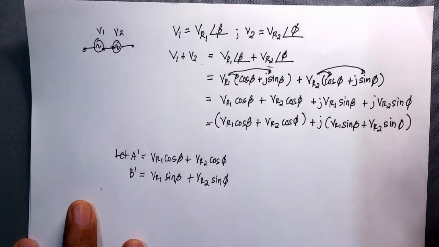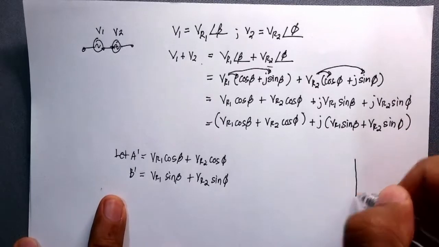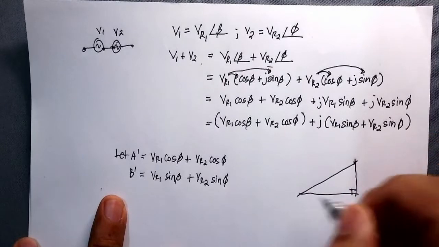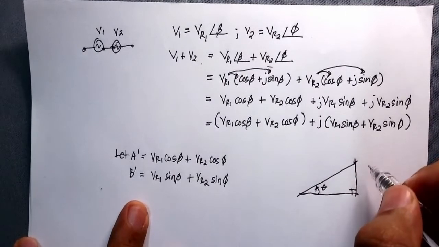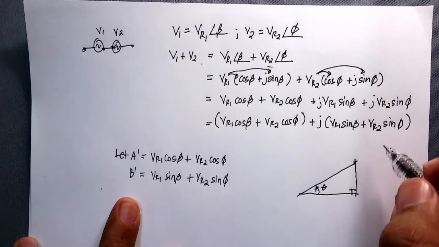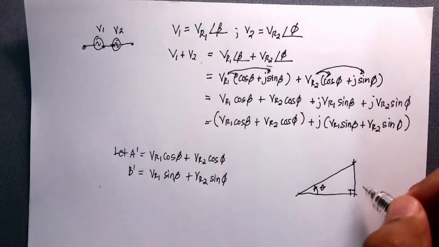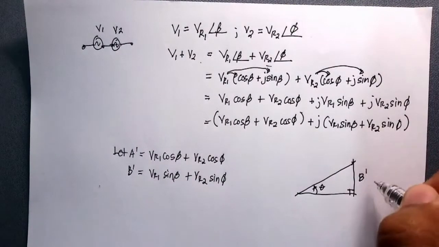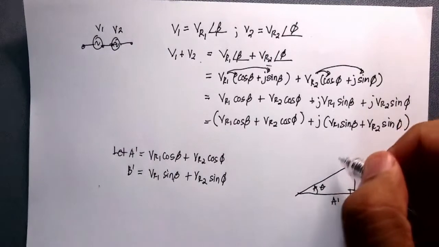And you represent that in a right triangle. For instance, this is your right triangle, so this will be your new angle. Let's assign this side as your B prime, and this one is A prime. Again, C prime is here.